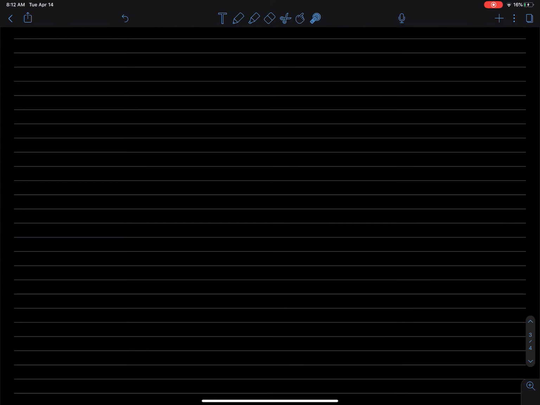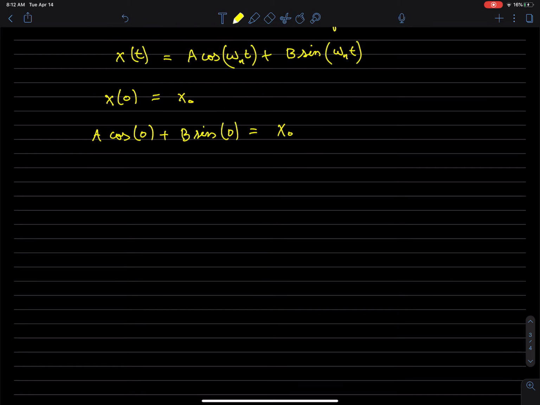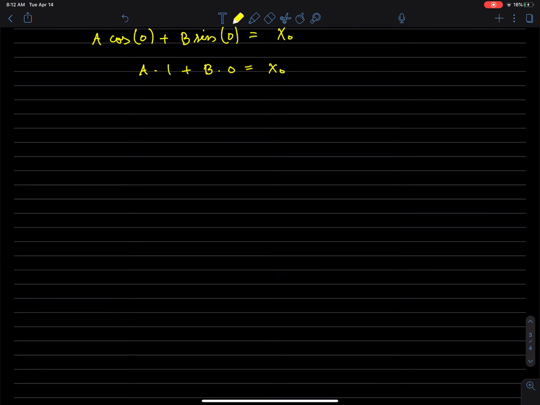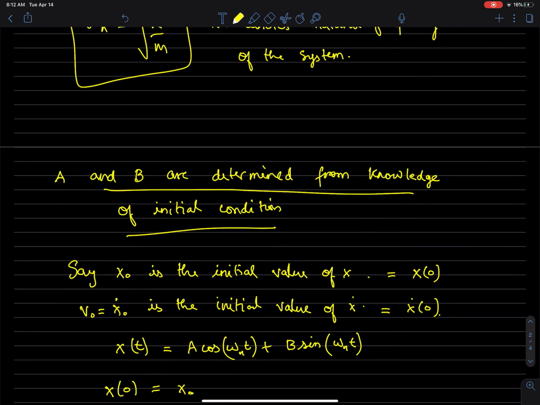So x of 0 equals x naught. What we have is a cosine 0 plus b sine 0 equals x naught, where sine 0 is 0 and cosine 0 is 1. So a equals x naught. Okay, so you just solve for a. Let's call that equation 5.